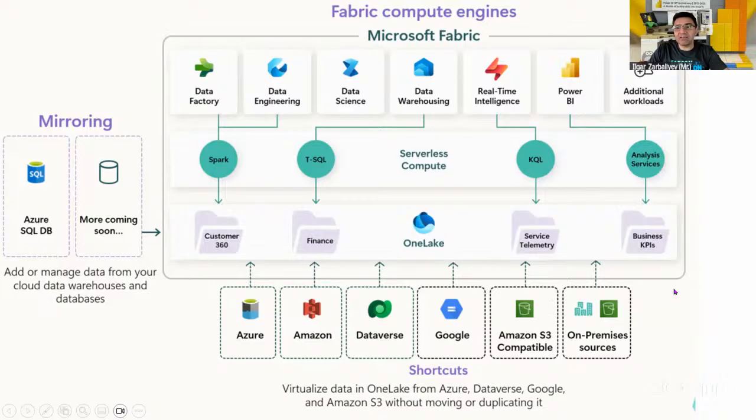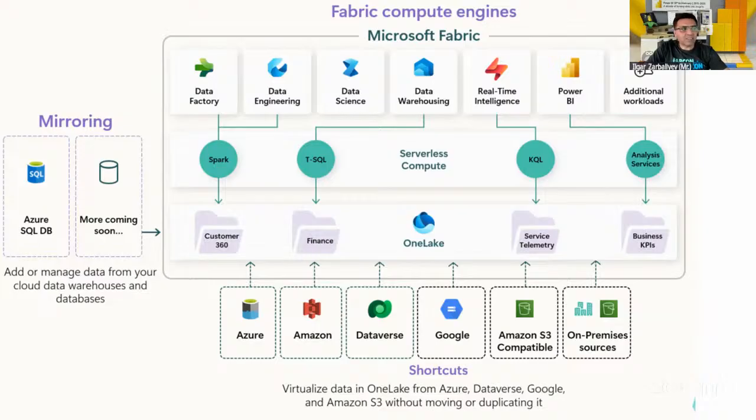OneLake is Fabric's centralized data architecture. It removes the need to move or copy data between systems and unifies data across regions and clouds into one logical lake. It's built on Azure Data Lake Storage Gen2, ADLS Gen2, in other words. And OneLake supports Delta, Parquet, CSV, and JSON. All Fabric engines automatically store their data in OneLake, typically in Delta Parquet for tabular workloads. So every engine can work with the same data seamlessly.